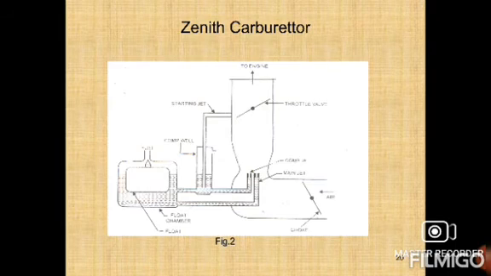Zenith carburetor. You can observe here that the throttle valve is there, and the float chamber is also provided. While operating the throttle or choke, the air and fuel mixture is sent to the engine cylinder.